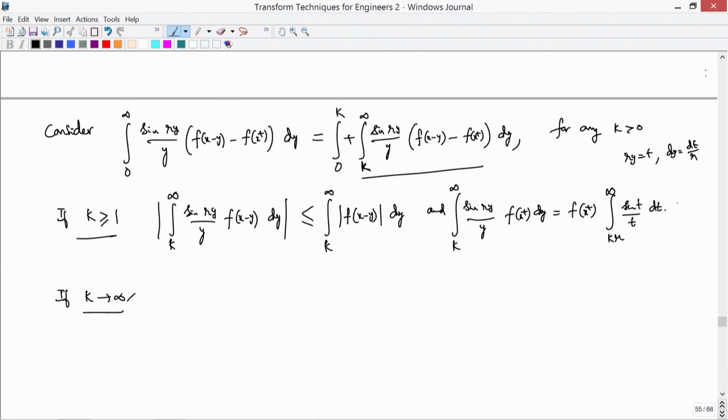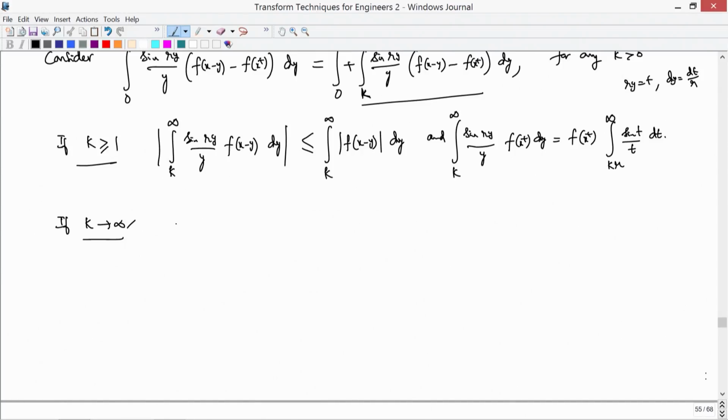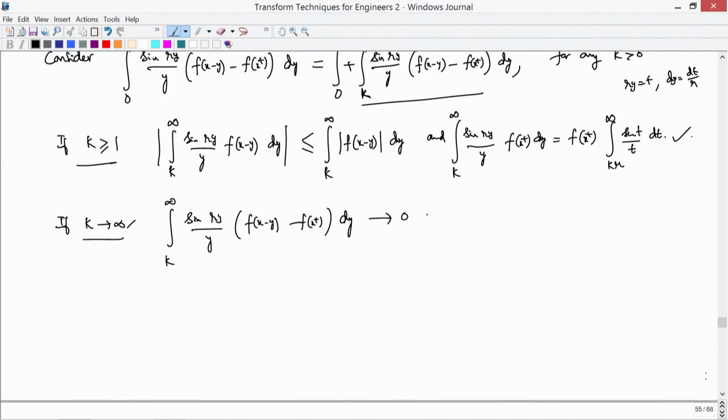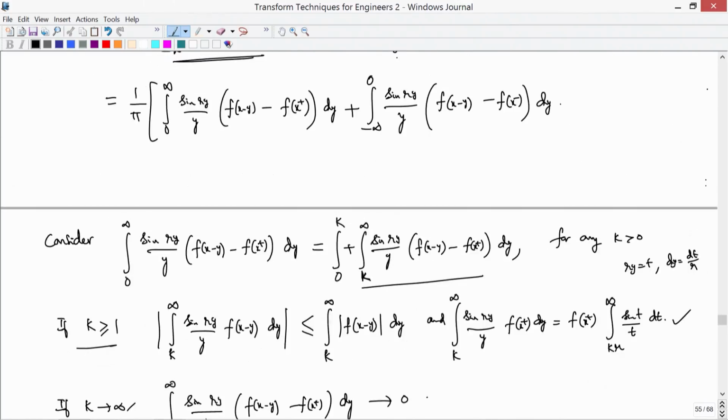And we look at the other part, this k to infinity. So, let me write it as the integral from k to infinity of sin r y by y times f of x minus y minus f of x plus, dy. This goes to 0 as k goes to infinity. That is the meaning of these two calculations.